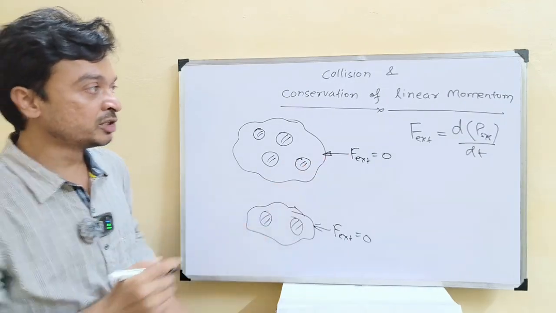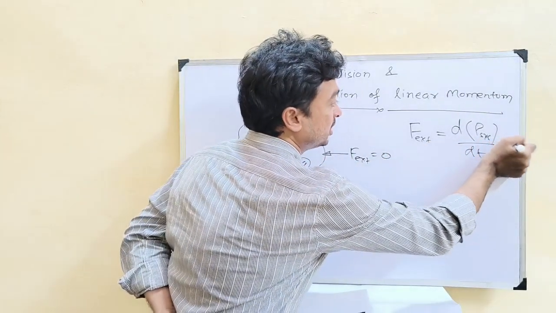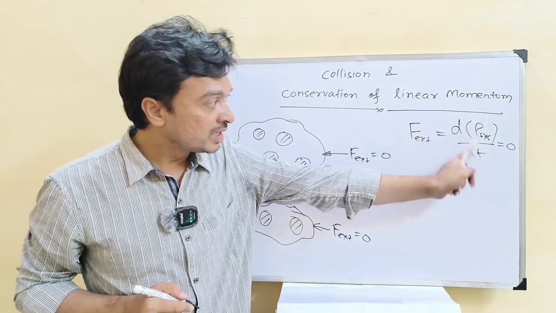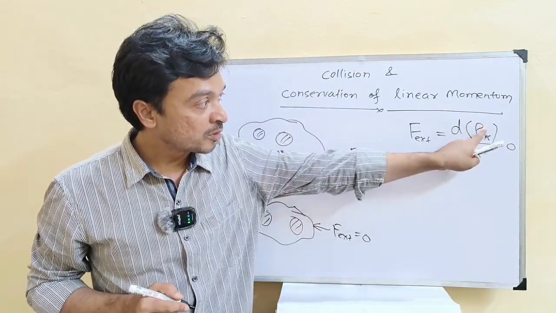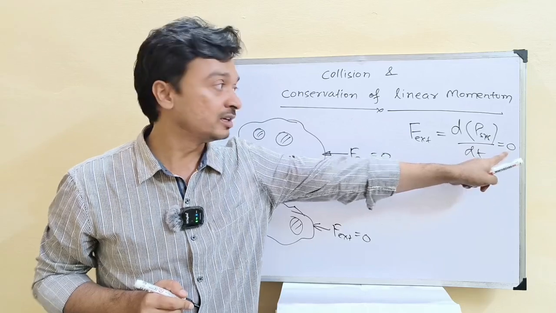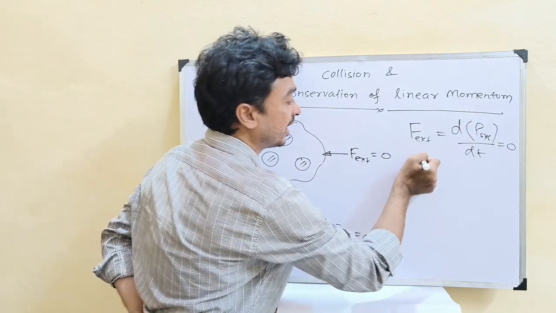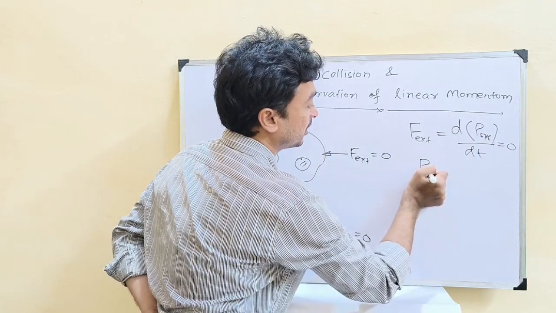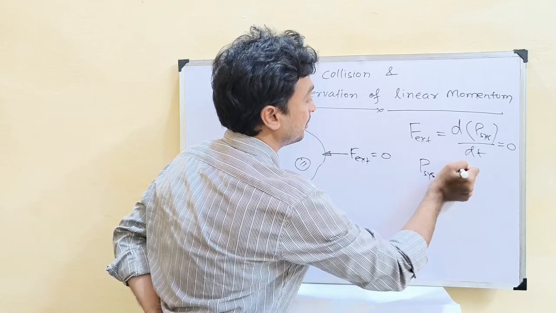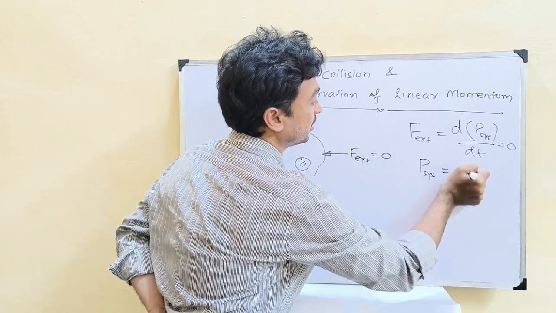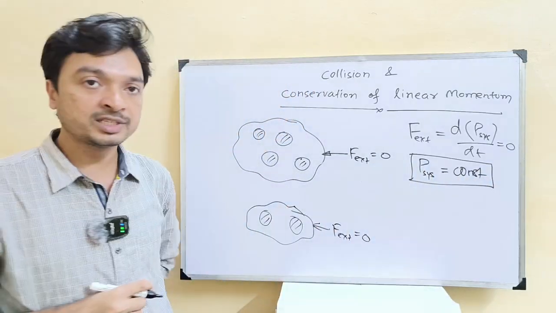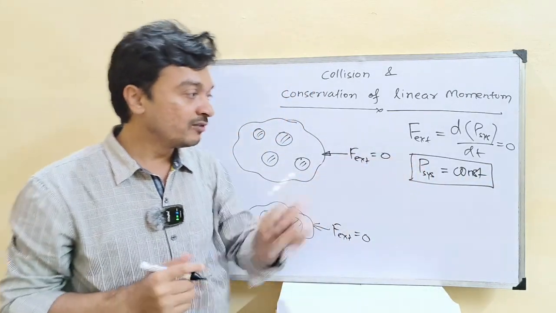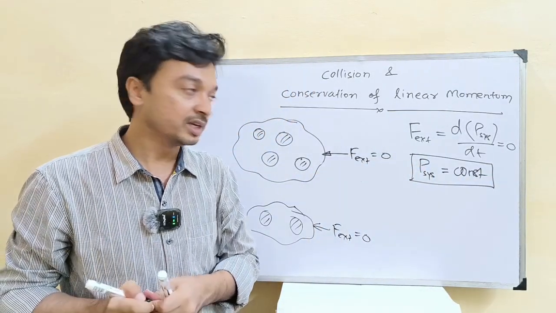Now if the external force is 0, when you put this value 0, the differentiation of linear momentum is 0. That means linear momentum is a constant, since the differentiation of a constant quantity is only 0. So from there you can write that the momentum of the system must be constant. The momentum of the system will not change. What does it mean?